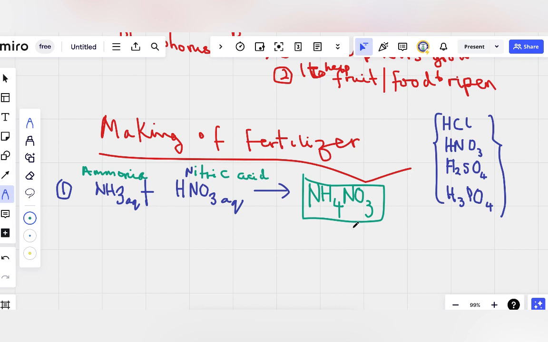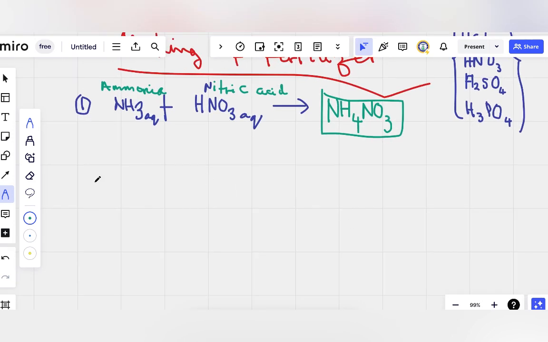Another way of manufacturing an inorganic fertilizer is the same ammonia reacting with sulfuric acid. You know we manufacture ammonia using the Haber process. We take the ammonia we get from the Haber process and react it with sulfuric acid, H2SO4, which we get from the contact process.